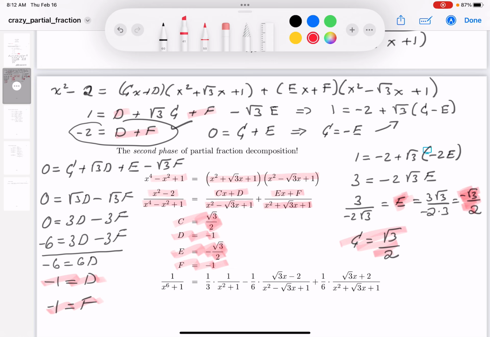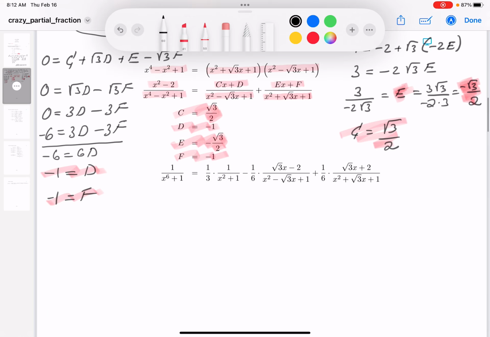I thought it was easier. All right, so let's write it down for you. And again, writing these things down is part of the game. So you get x squared minus 2 over x to the fourth minus x squared plus 1 equals, what's the C? That was root 3 over 2 times x plus D. What was D? Oh, D is minus 1, so I'm going to put minus 1 down. You know what, I think I'm writing too big over here, so let me erase this. I know it's problematic. Minus 1 over x squared minus root 3x plus 1.